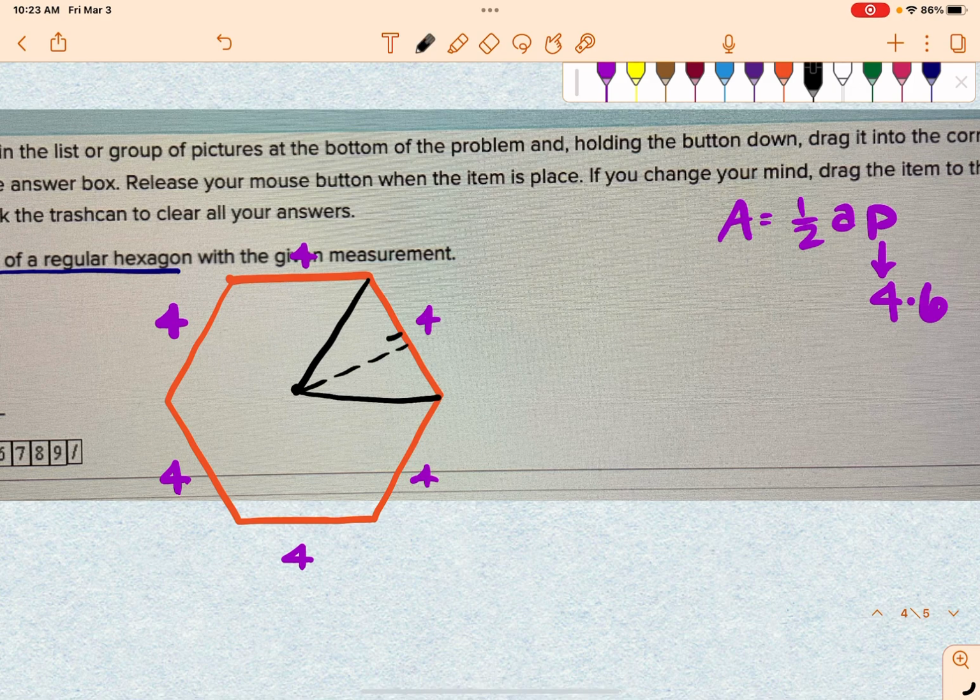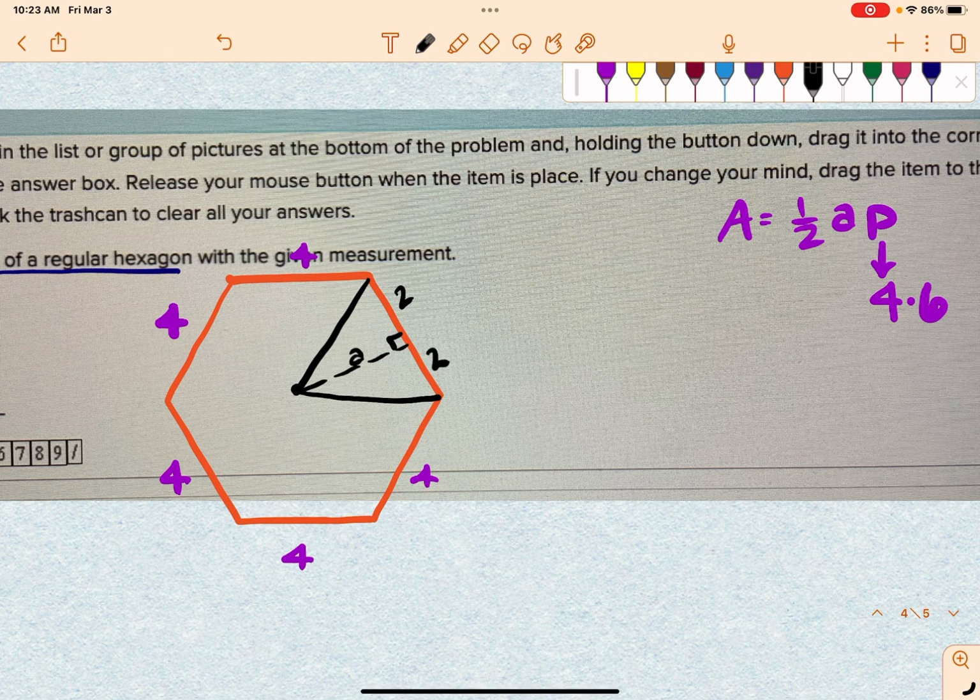So I'm going to have to make this side here. This is the apothem here. And if this whole side is 4 down here, then when I drop that apothem, it actually takes it and breaks it into 2 pieces of 2.